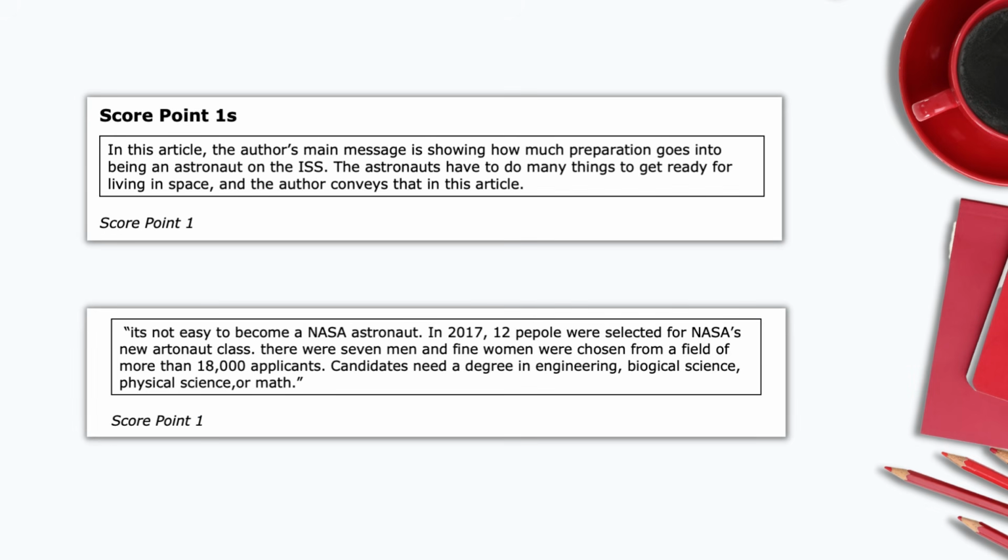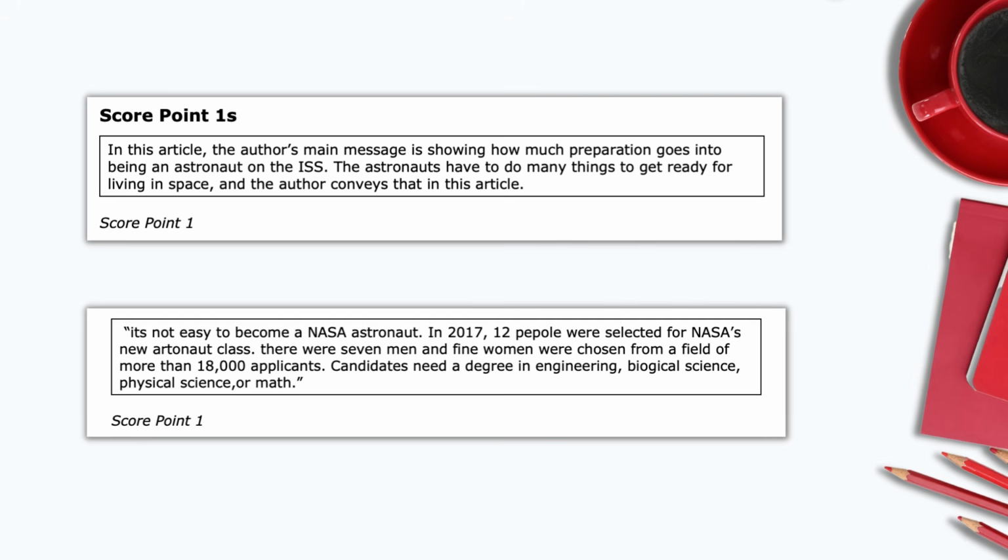Here are some examples of what a score 1 looks like. In this article, the author's main message is showing how much preparation goes into being an astronaut on the ISS. The astronauts have to do many things to get ready for living in space, and the author conveys that in this article. So here, the answer is acceptable about the message, but the student does not include evidence, just some very broad ideas from the passage.